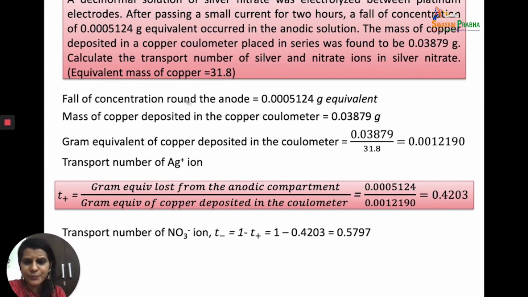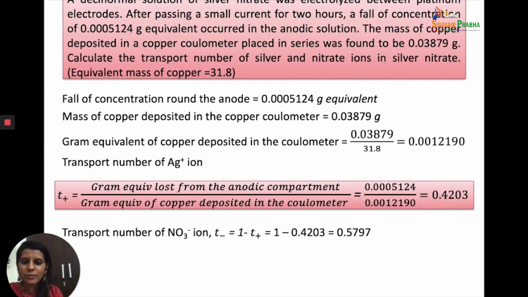Now let's see. What is the fall in concentration around the anode? You see that it has been given as 0.005124 gram equivalent. Now what is the mass of copper deposited in the copper coulometer? 0.03879 gram. So what is the gram equivalent of copper deposited in the coulometer? This will be this divided by the equivalent mass. So you get this much gram equivalent of copper deposited in the coulometer.